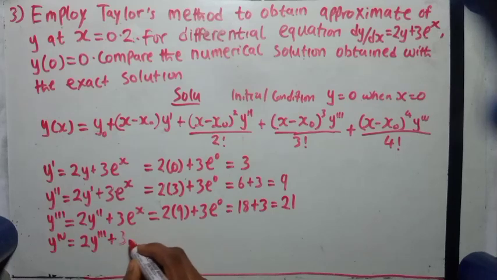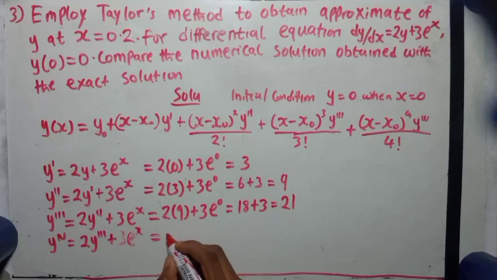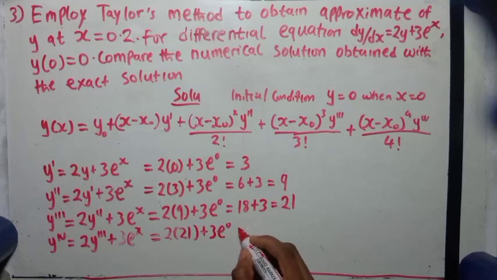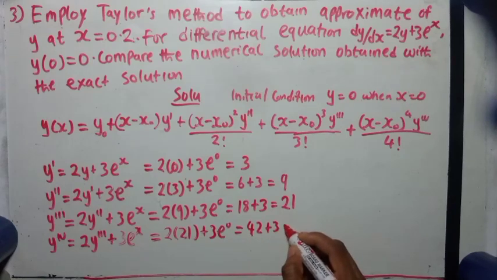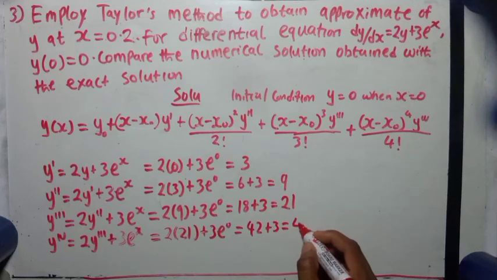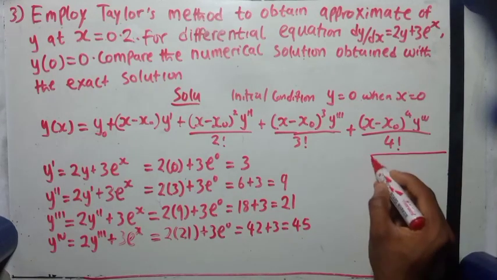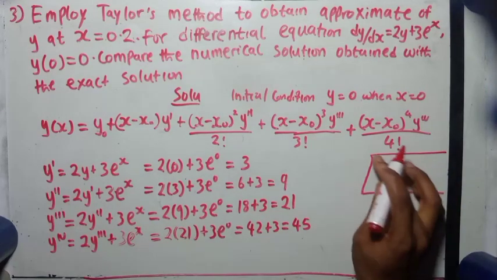Substituting your values, you have 2 times 21 plus 3 exponential 0. This gives you 42 plus 3, and definitely it's going to give us 45 as our answer. So if that's the case, we have gotten our derivatives, so we can now write this down somewhere around here.